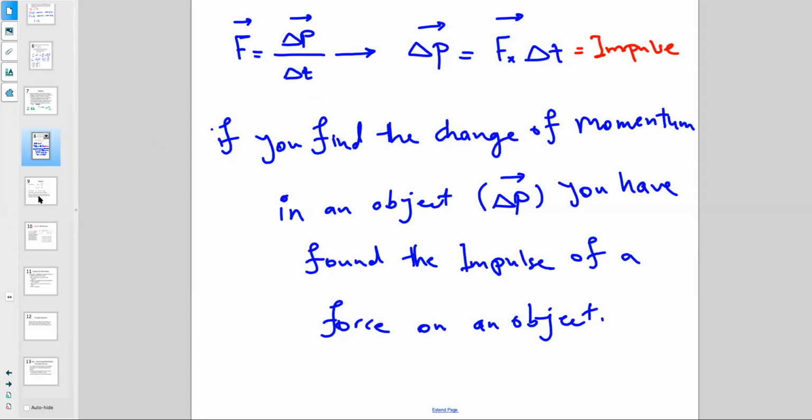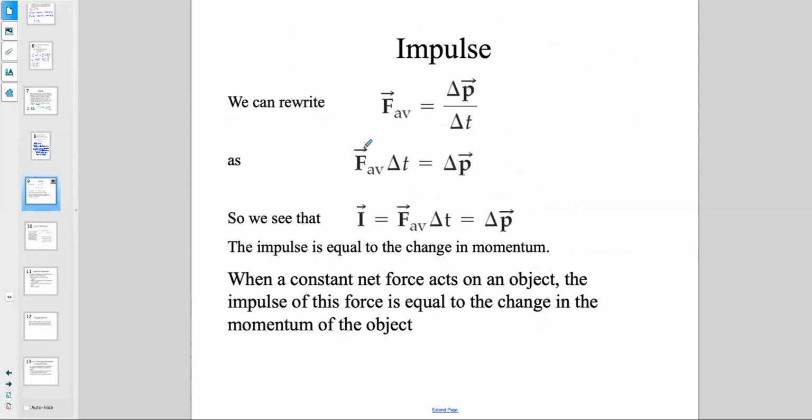Okay, so let's review one more time. F is delta P over delta T, and we got this from F equals ma. If you multiply F and delta T, which is here delta P, this will be the impulse. So when a constant net force acts on an object, the impulse of this force is equal to the change of the momentum of the object. And this is very important, so I'm going to highlight it. The impulse of this force is equal to the change in the momentum of the object.